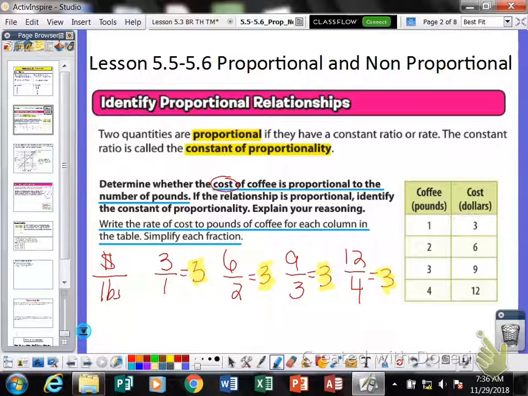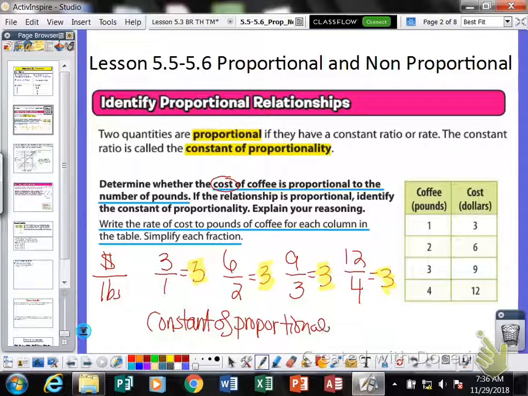If the relationship is proportional, identify the constant of proportionality. So the constant of proportionality is 3, or $3 per pound is what we should write. That's the constant of proportionality, $3 per pound, or 3, basically the same thing. That's when you're given a table or a set of values.